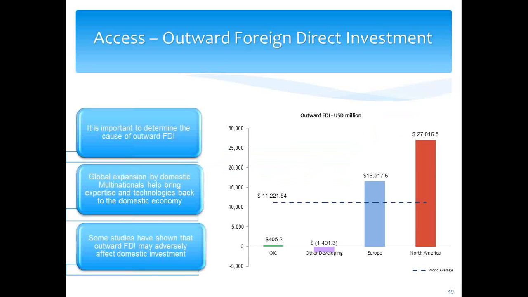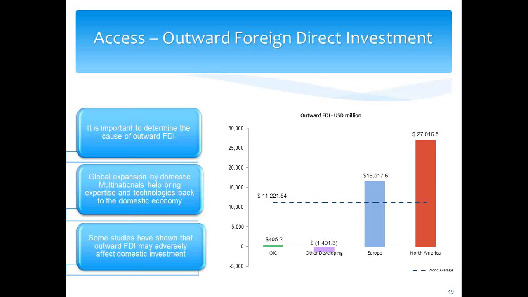Next, we look at outward FDI, which shows a similar trend as inward FDI. It's important to determine the cause of outward FDI, whether it is due to poor domestic competitive environment or if it reflects the competitive advantage of a domestic firm. Global expansion by the domestic companies helps bring expertise and technologies back to the domestic economies. It's also important to note at this point that some studies have shown empirical evidence that outward FDI may adversely affect domestic investment.